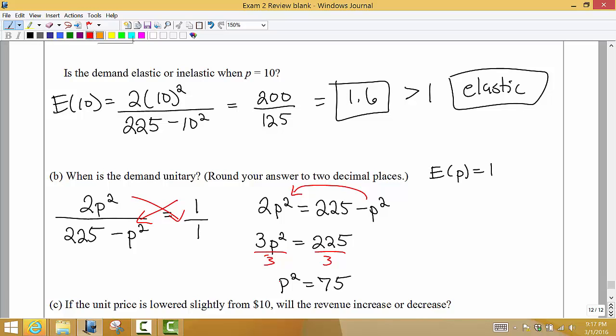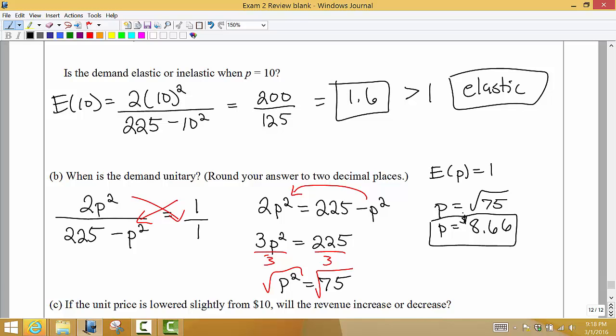Then I'm going to take the square root of both sides. Now, usually we think about plus or minus when we do square root, but since we can't have a negative price, I'm only going to consider the positive root of 75. So the price, we're going to round to the nearest 2 decimal places. So I put that into my calculator and I get $8.66. Okay, so remember when my demand is unitary, this is where I'm reaping the maximum revenue. So this is kind of our ideal price point to charge.